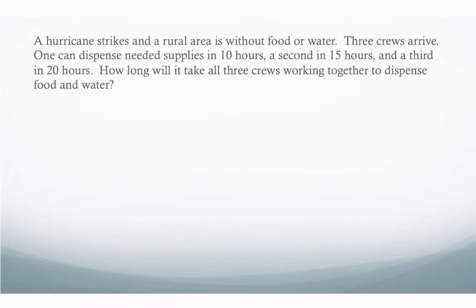In our next problem, a hurricane strikes and a rural area is without food or water. 3 crews arrive. One could dispense needed items in 10 hours, a second in 15 hours, and a third in 20 hours. How long will it take all 3 crews working together to dispense food and water? So what we're looking at is all 3 of these crews, crew 1, crew 2, and crew 3, working together to complete one job, and that's to dispense food and water to this community.